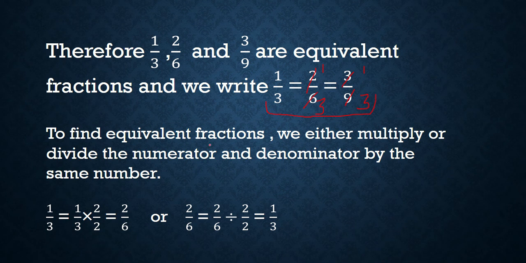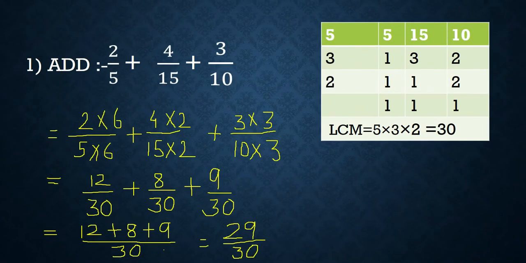To find the equivalent fractions, we either multiply or divide the numerator and denominator by the same number, right? Now next, addition. Now let's see how we are going to add. Over here we have 2 by 5 plus 4 by 15 plus 3 by 10. Before adding we have to find the LCM of these 3 numbers. When we solved, we got the LCM as 30, right? So we have to make 30 in the denominator, everywhere in the denominator.